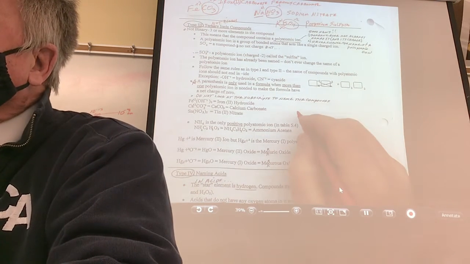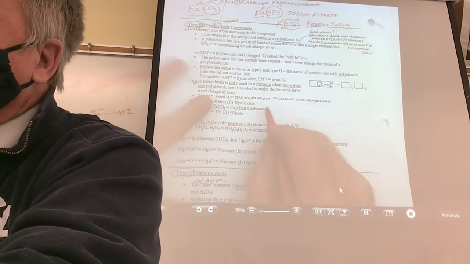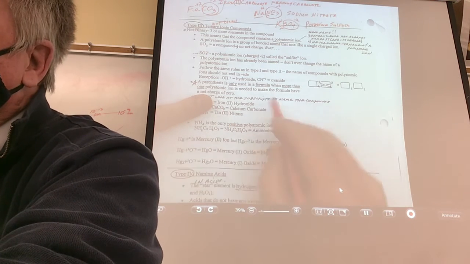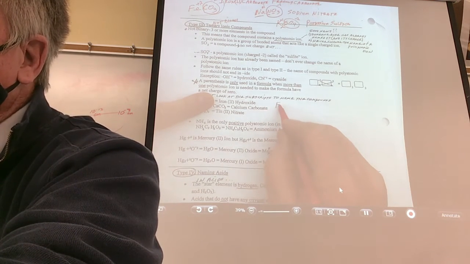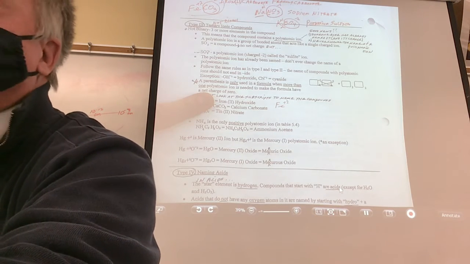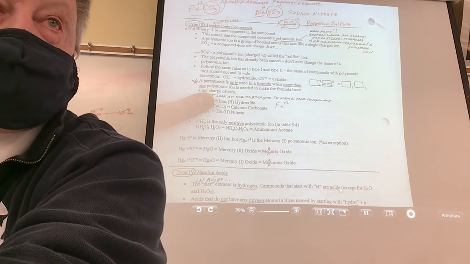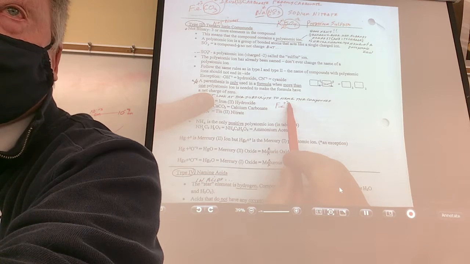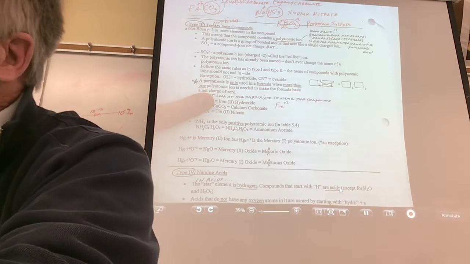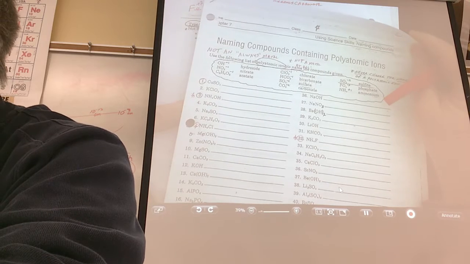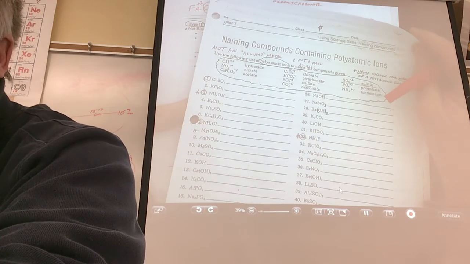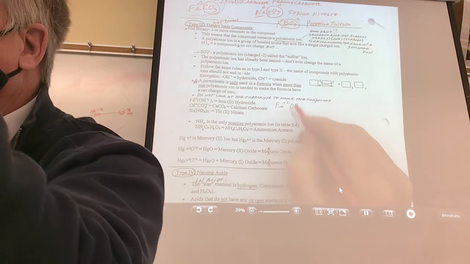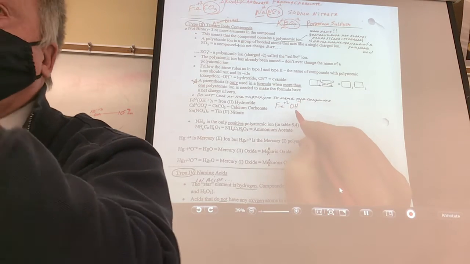Let's try one. I'm going to cover this up so you can't see it. Ready? Iron 2 hydroxide. Did you say iron 2? See? You said iron 2. Didn't I tell you it was iron 2? That Roman numeral is what? The charge on the metal. Okay. And hydroxide. What's hydroxide? OH. And what's the charge on that hydroxide? -1.